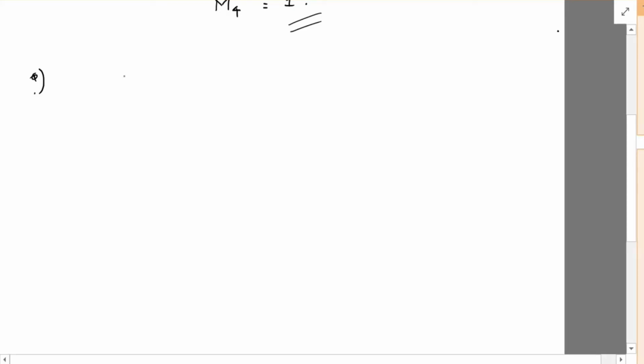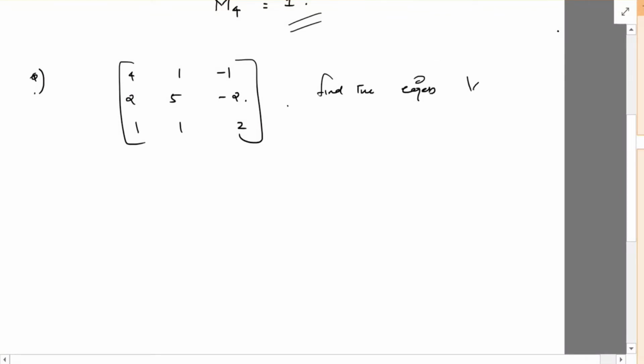Consider the matrix 4 1 minus 1, 2 5 minus 2, 1 1 2. Find the eigenvalues. Like in the previous example, we will first find the characteristic polynomial.